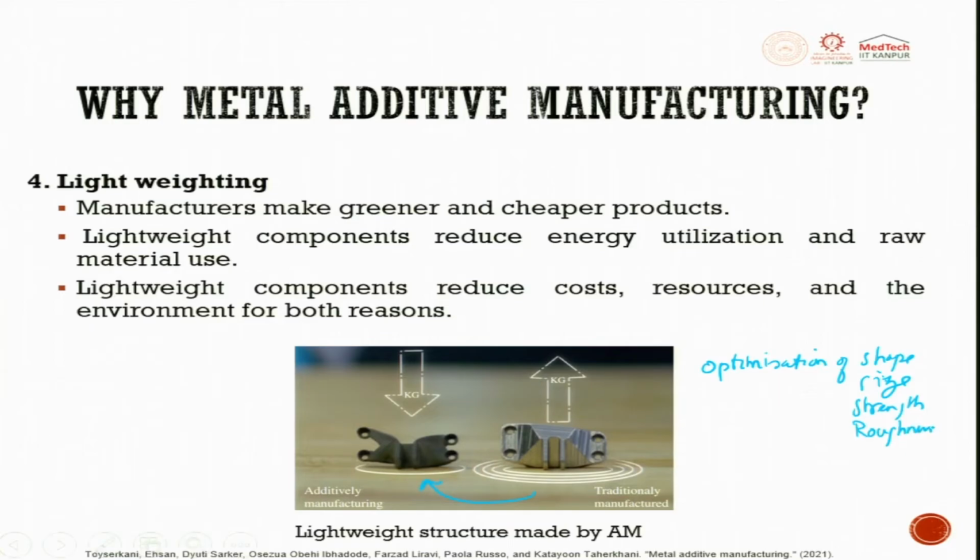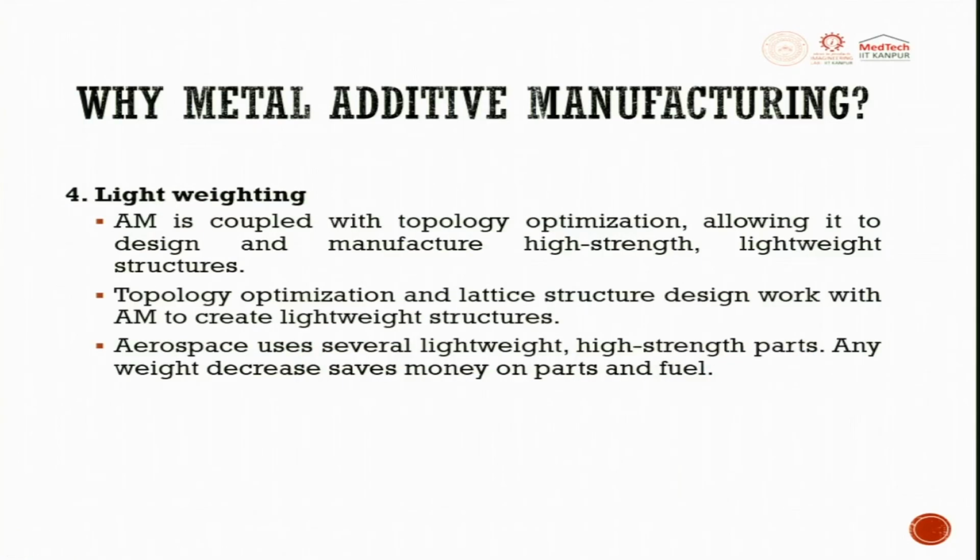Okay. So the manufacturer may make greener and cheaper products. Lightweight components reduce energy utilization and use fewer materials. Lightweight components reduce cost, resource use and environmental impact. For both reasons, additive manufacturing is very much used. And when you are looking from the strength perspective, metal additive is very much used. AM is coupled with topology optimization, which I discussed, allowing it to design and manufacture high strength, lightweight structures, which is not so easy in the conventional route.